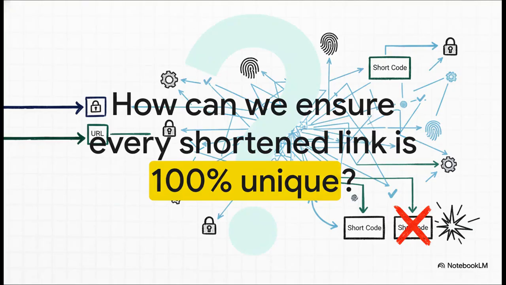You know, this right here, this is the absolute deal breaker. If two different long URLs somehow ended up with the same shortcode, the whole system would just fall apart. Uniqueness isn't a feature, it's the bedrock of trust for the entire service. So how do they solve this?